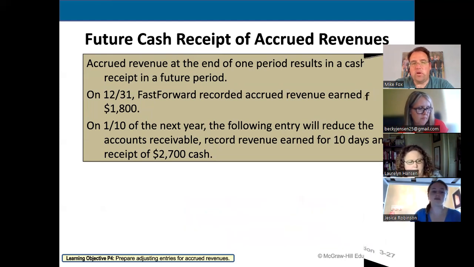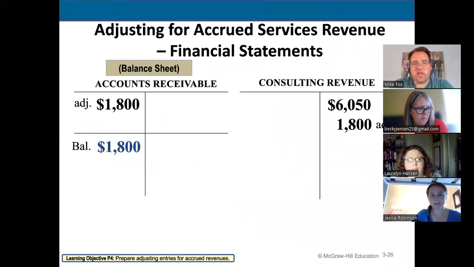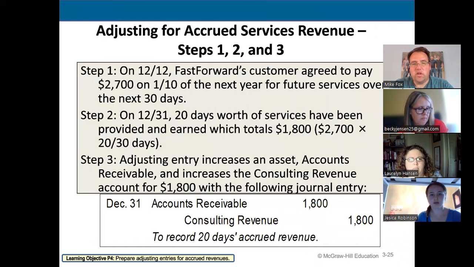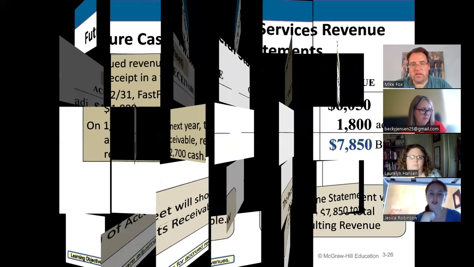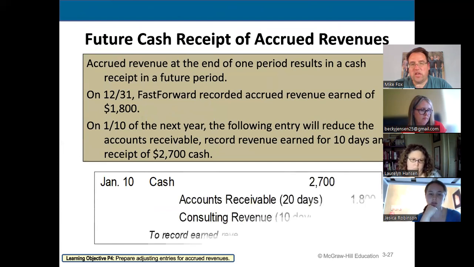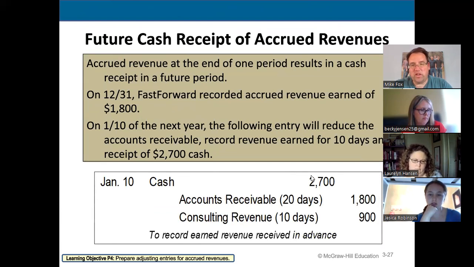Oh, okay. So up here, we have the adjusting entry where we recognize we've earned 1,800 in revenue, but we haven't been paid for it yet. And then on January 10th, when we get paid for it, we're recognizing we got paid 2,700. 1,800 was for that amount that we earned in December that we didn't get paid for then. And 900 is for the amount that we earned in January.